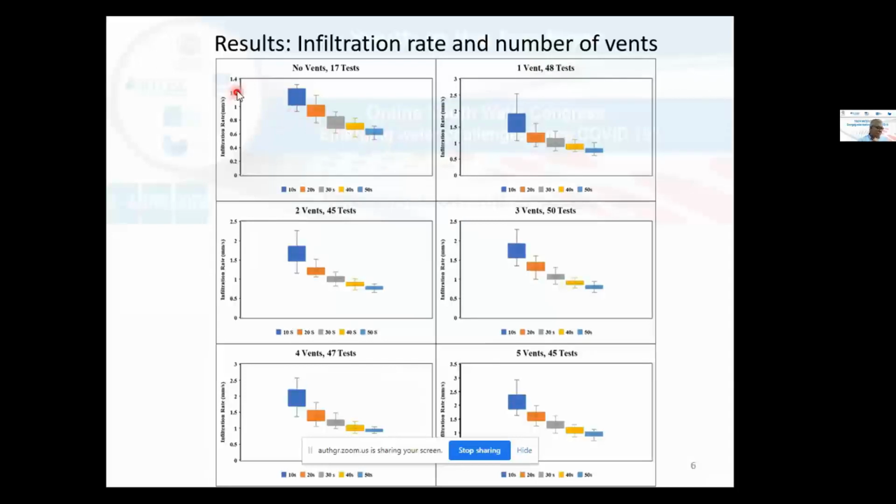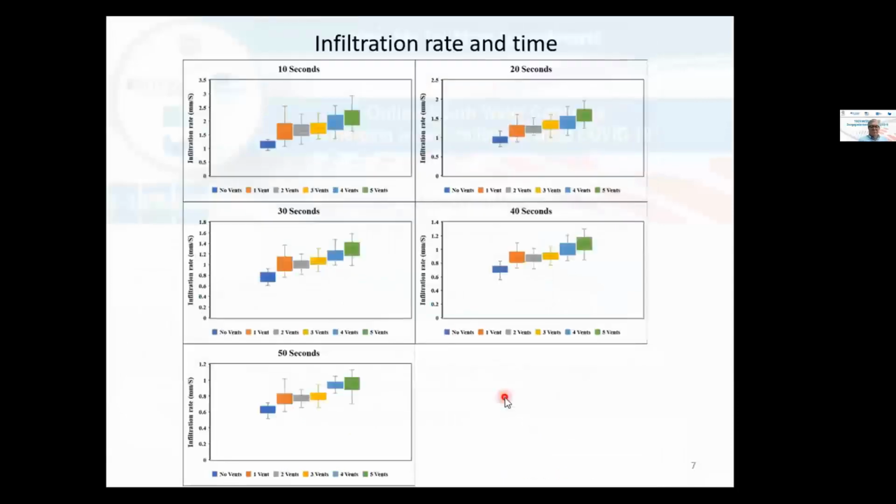And one more thing we can notice is that from no vents to 5 vents, there is a significant improvement in the infiltration rate. That is, with no vents, the infiltration rate was around 1.2 to 1.4 millimeter per second. And here, we can see an improvement in the infiltration rate to around 2 to 2.5 millimeter per second.